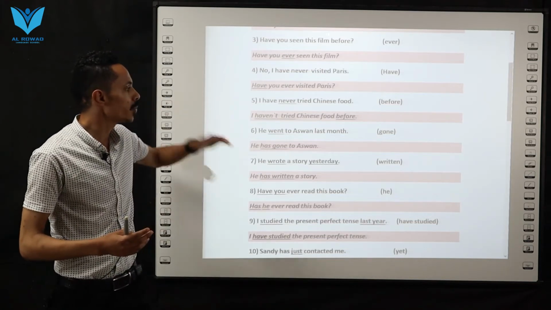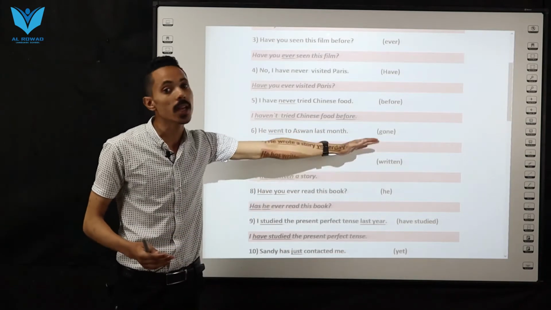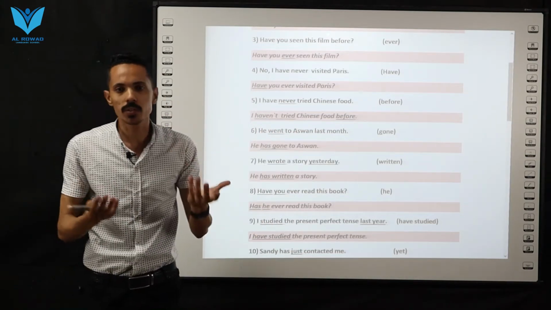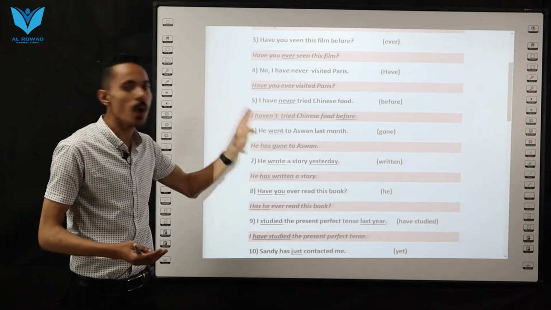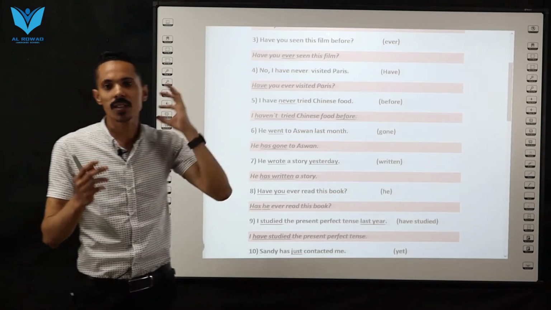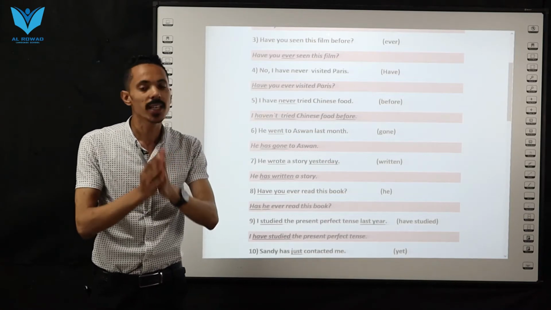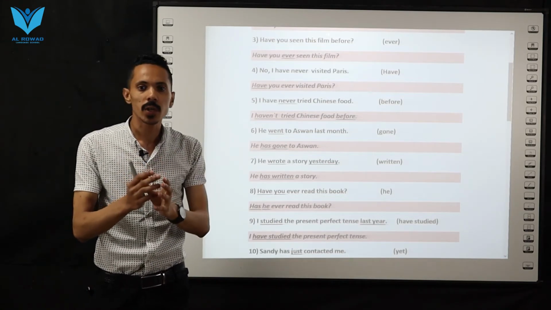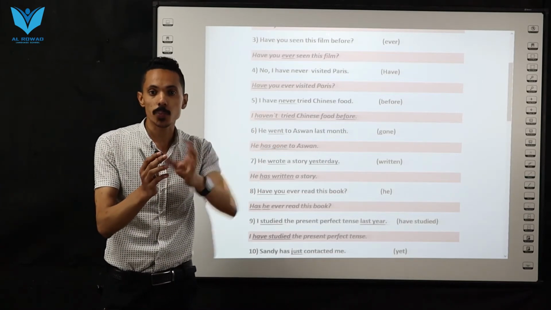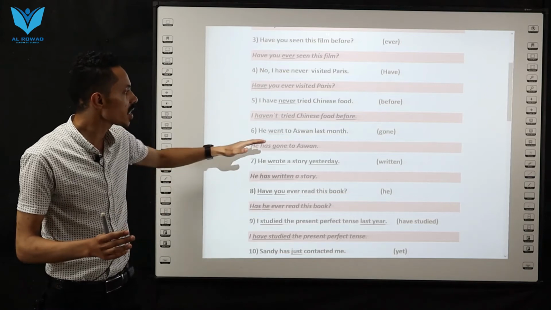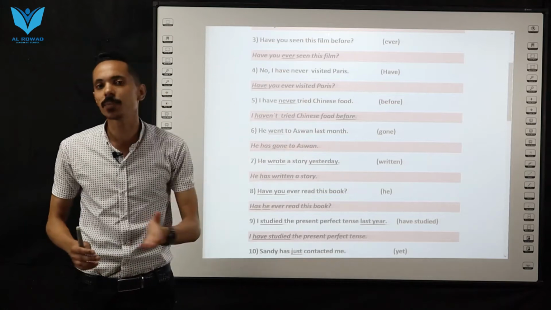After that, we have number 6. He went to Aswan last month. I wanted to use gone here. He told me, Mister, what is this? How can I do it? Gone is the past participle of went. So here you will think of the present perfect, because I use the past participle in the present perfect. So here you change the verb went from past simple into present perfect. Here, he has gone to Aswan. What happened after that? Last month. I have skipped the time.